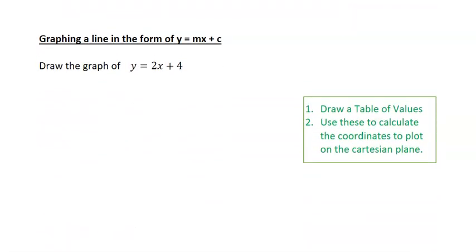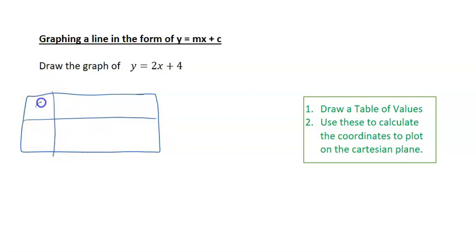So here's an example, graphing a line in the form of y equals mx plus c. There's the question, draw this graph. Now, here are your steps on the right. Draw a table of values, and here is just substitution for x and y, okay? So if I choose any numbers for x, I can choose 1, 2, and 3, nice and simple. I substitute each one into the x position to calculate y.